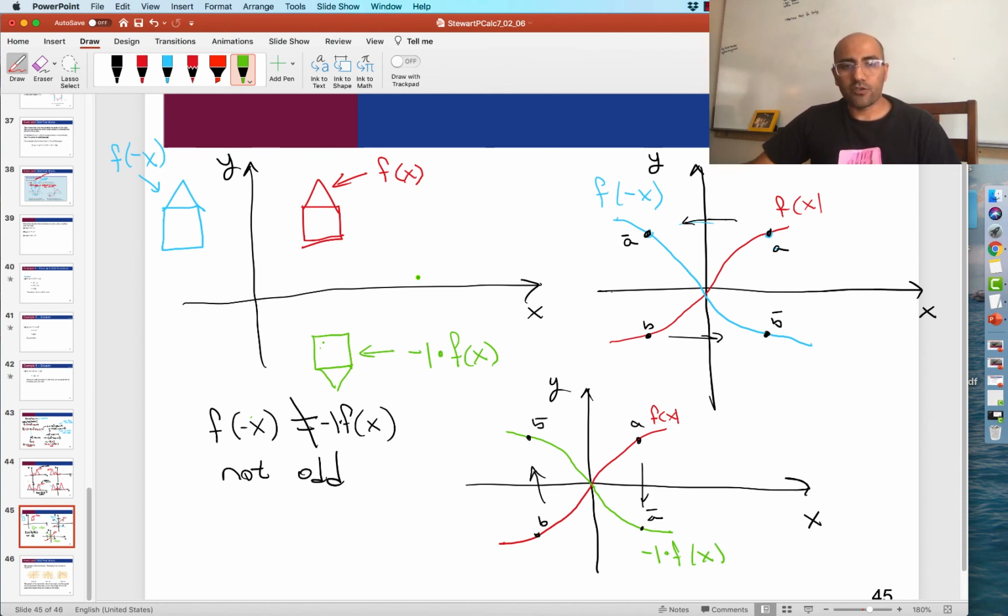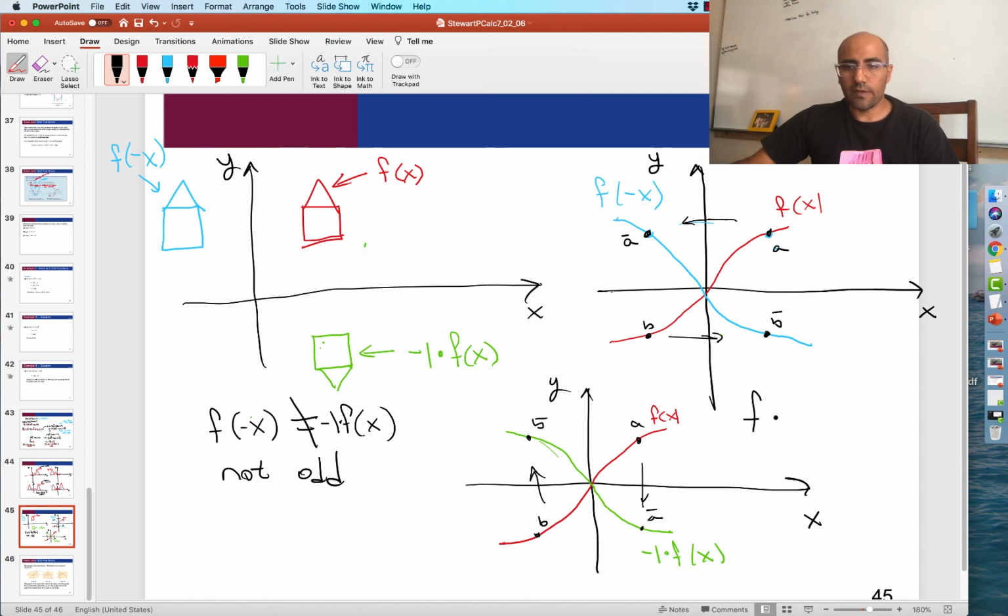Taking the original function, reflecting it across the y-axis, gets you a different graph. And then if you take the original function, reflect it about the x-axis, gets you a different graph. It's those two graphs that equal each other. The reflection of the function across the y-axis is the blue one. The reflection of the original function across the x-axis is this green one, and so these two equal each other. That's how you know that this function is odd, because their reflections across the x and y-axis equal each other.